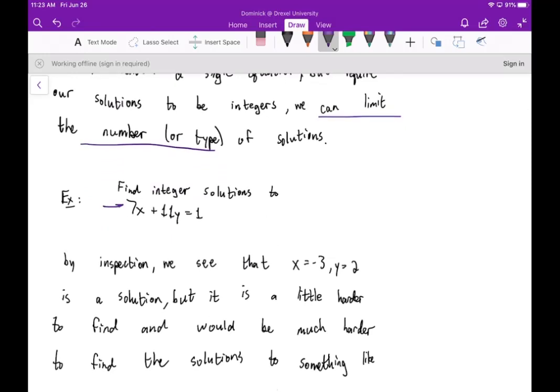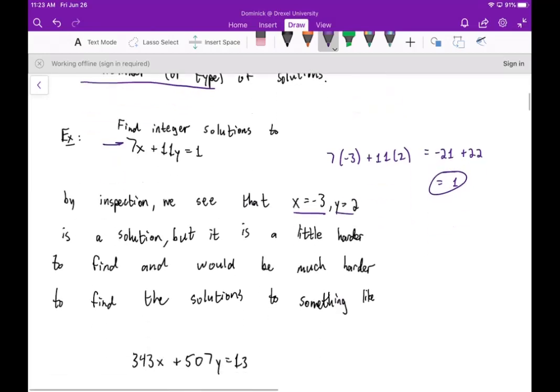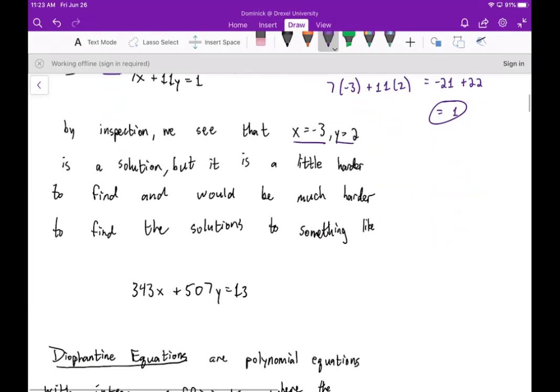Now, you could stare at this for a while and eventually find that x equals -3 and y equals 2 will do the job, right? Because 7 times -3 plus 11 times 2 gives -21 plus 22, which is equal to 1. And that's one solution that would work. Now, it would be much harder to find the solutions to something like 343x plus 507y is equal to 13, right? And that's what we're going to discuss how to do.